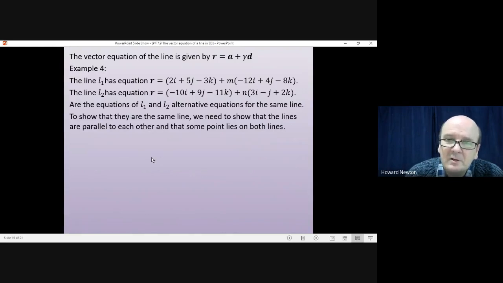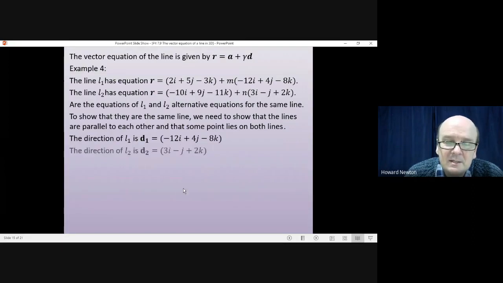Okay, let's have a look. So first of all, we need to show that the lines are parallel. That means we need to look at their directions. The direction of the first line is minus 12i plus 4j minus 8k. The direction of the second line is 3i minus j plus 2k.